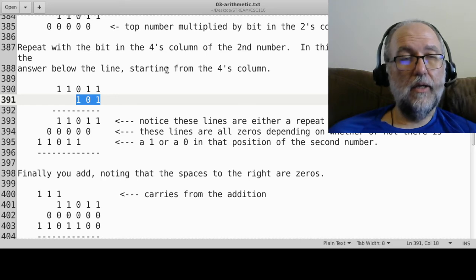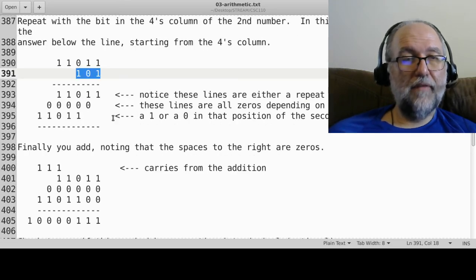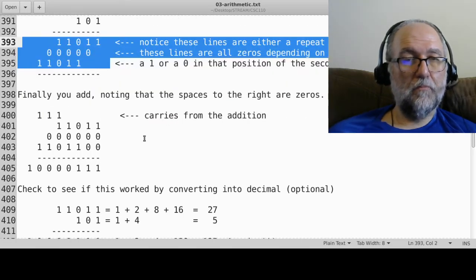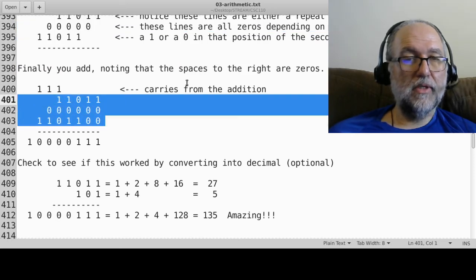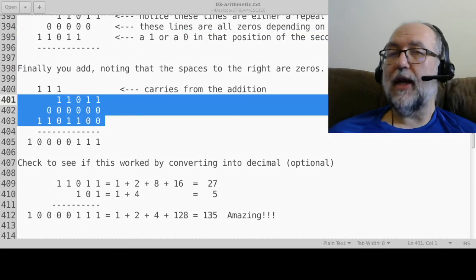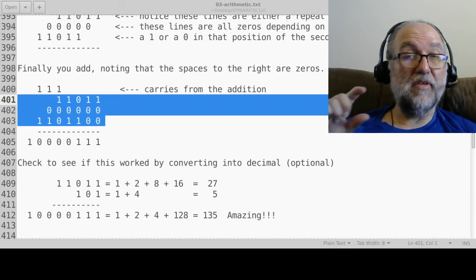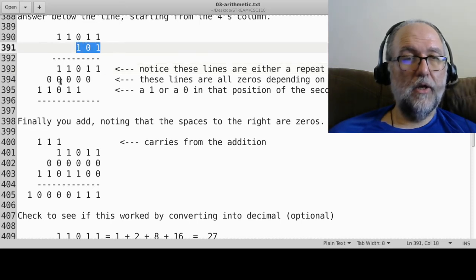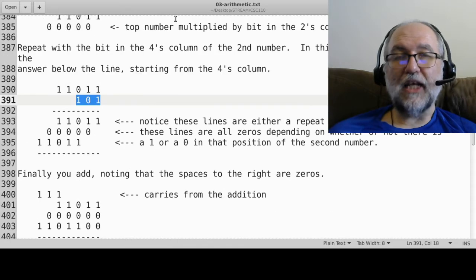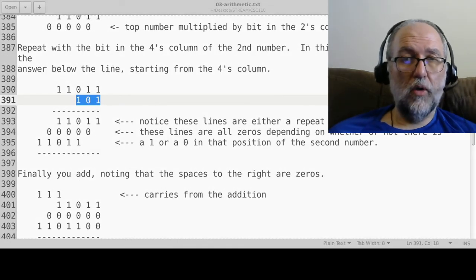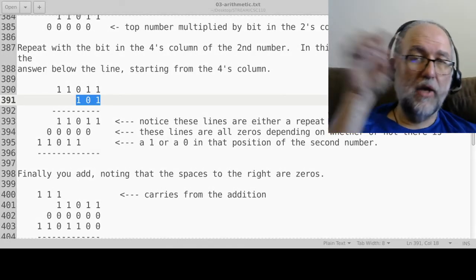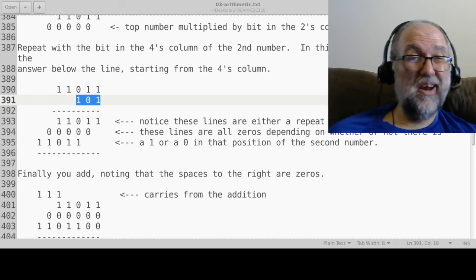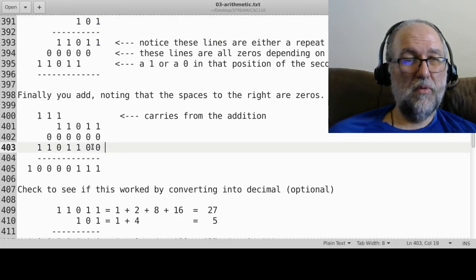Now we're still not done. What do you have to do now? You have to take these numbers and add them. Now at this point, life can get a little bit complicated because you're going to have as many rows here as you have bits. Each bit in the second number leads to a row. And above, I only taught you how to add 2 rows. And here, we're actually going to add 3 rows.